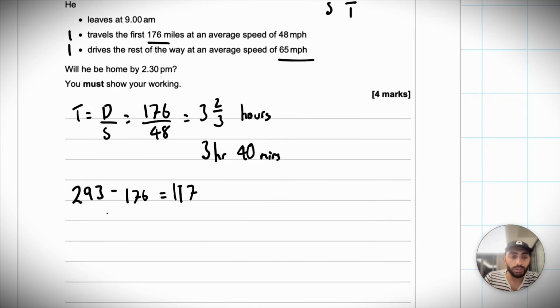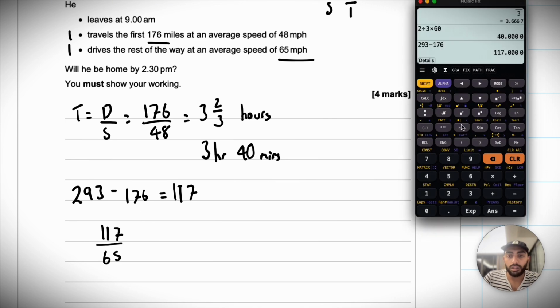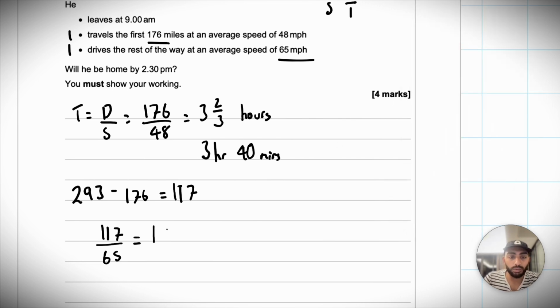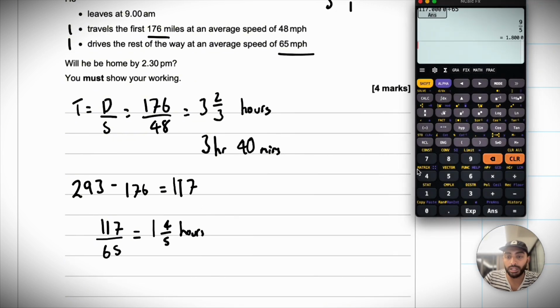And we're using the same formula as before, 117 divided by the speed, 65, which is 9/5 or 1 4/5, and that's in hours right now. Like before, I want to change this 4/5 into minutes. It'd be easier to work with.